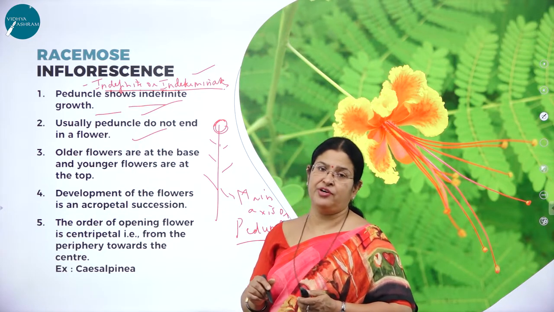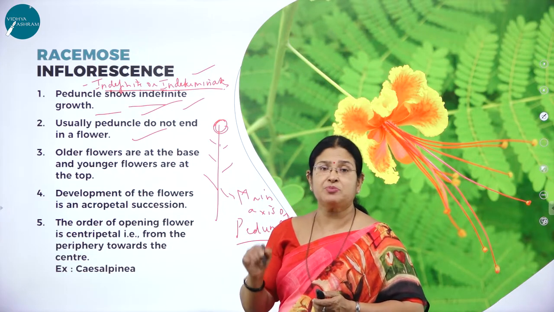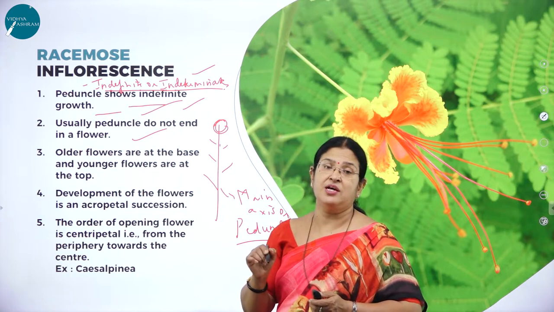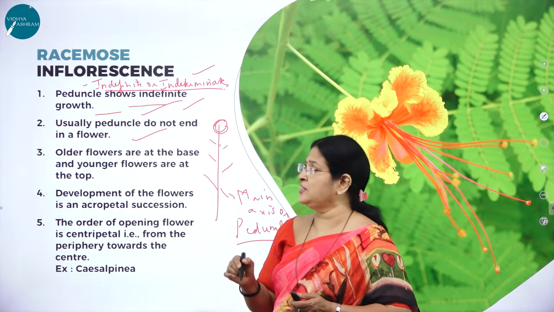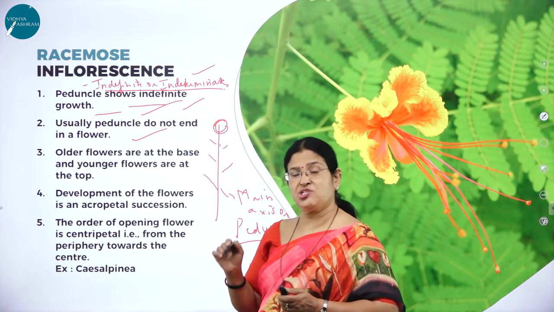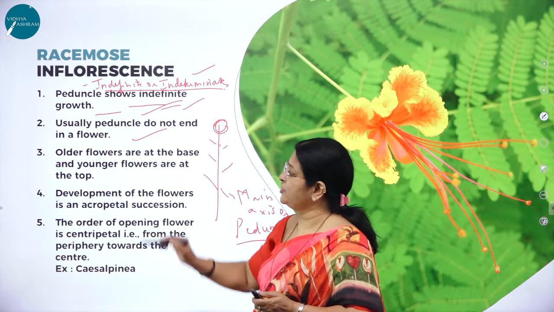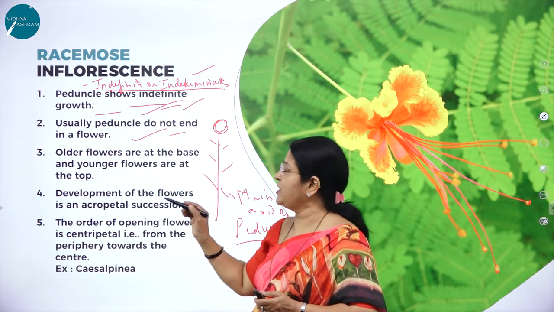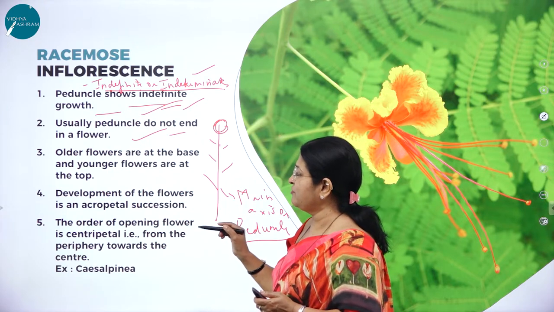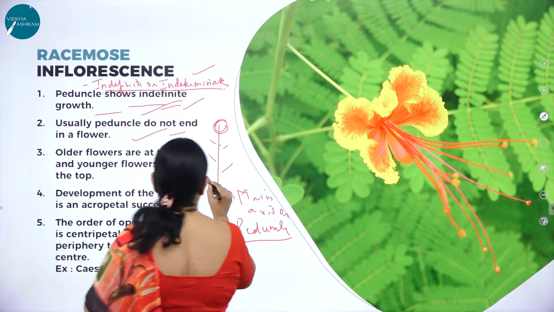What are the features of racemose inflorescence? First one, you can see the peduncle. What is the peduncle? The main floral axis which bears the cluster of flowers or a bunch of flowers is called the peduncle. And here the peduncle does not end with a single flower and it continues. So it shows indefinite growth. So usually the peduncle does not end in a flower. Older flowers are at the base and younger flowers are at the top. Here you can see the older flowers will be at the base.